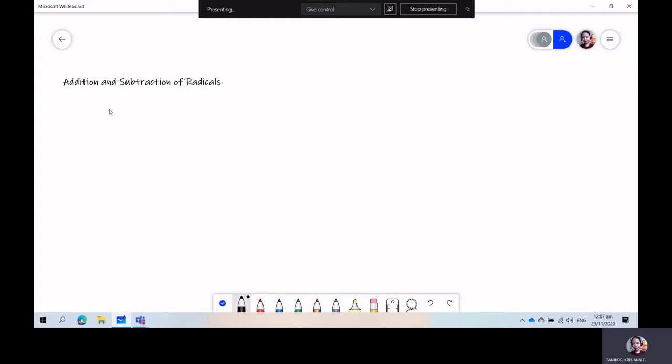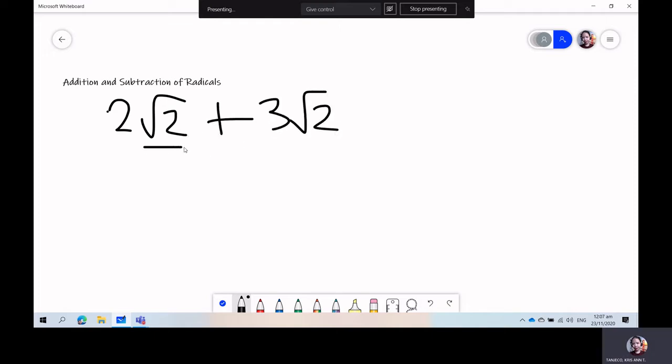So for example, we can add 2 square root of 2 to 3 square root of 2 because they have the same radicand, square root of 2. In this case, we are just going to add the whole numbers 2 and 3, that will give us 5, and copy the radicand or square root of 2. So the final answer for this one will be 5 square root of 2.